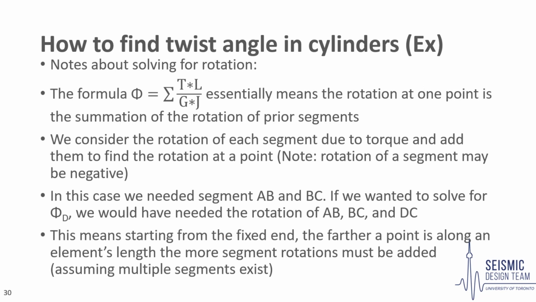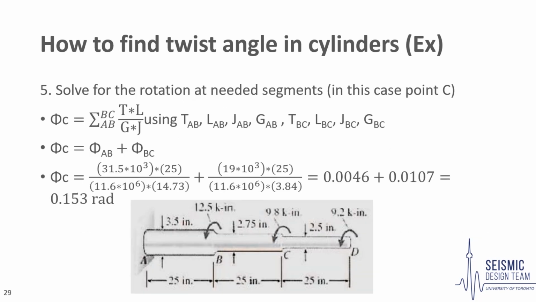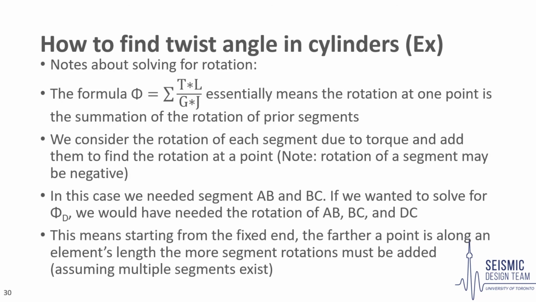From this solution, we get some important takeaways regarding how to solve rotation problems. As stated previously, the summation formula for rotation means that the rotation at one point is the summation of the rotation of prior segments. We must consider the rotation of each segment due to torque. In this case, we needed segments AB and BC. However, if we wanted to solve for the rotation at D, as you can see, that's at the very end of the shaft, we would have needed the rotations of AB, BC, and CD. Conversely, if we wanted to solve for the rotation at B, we would only have needed AB.